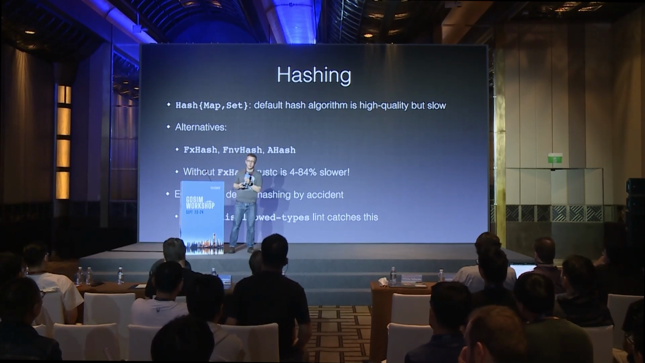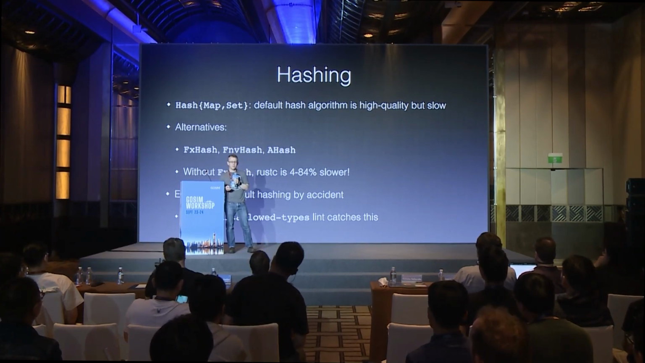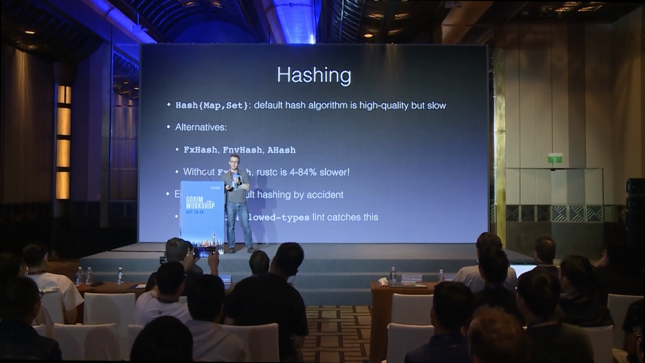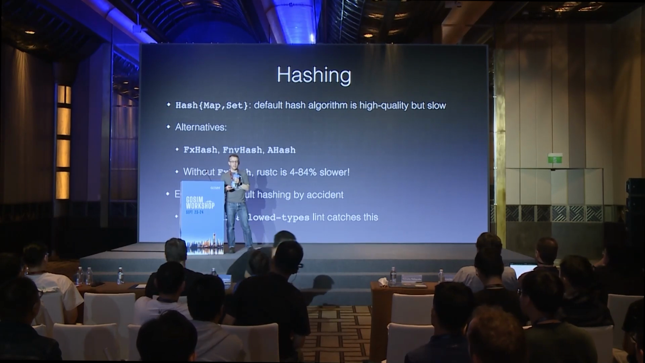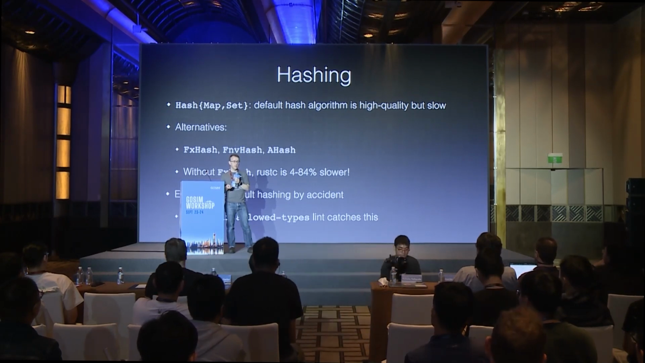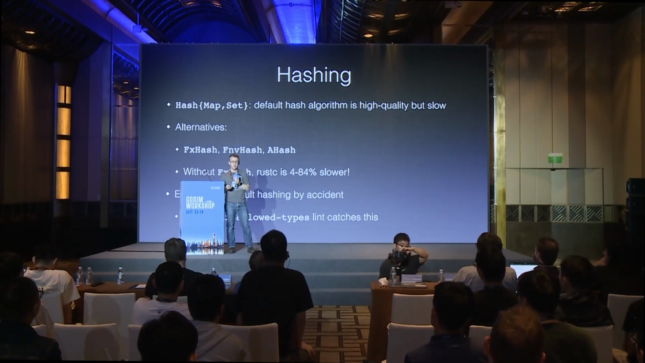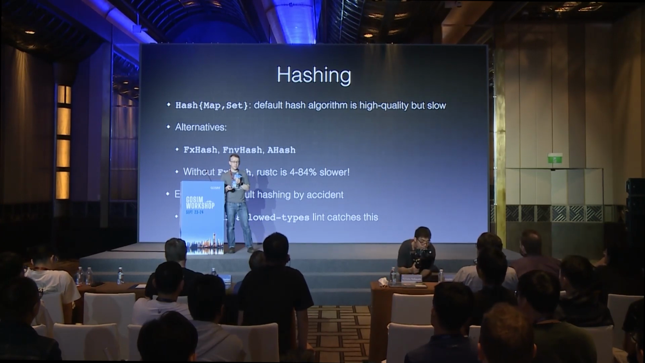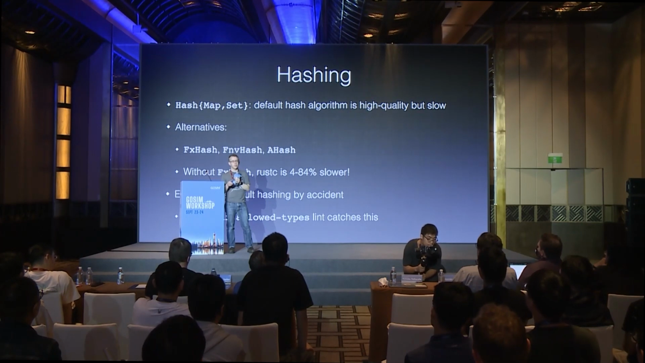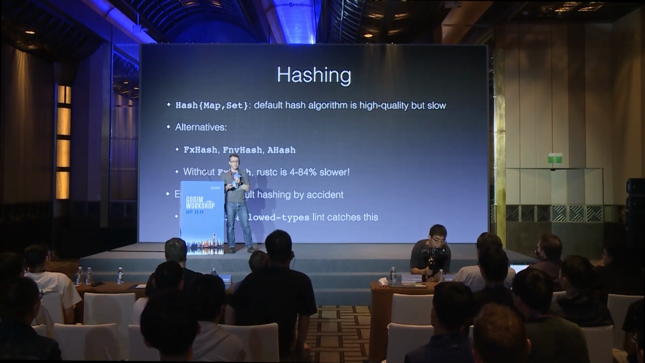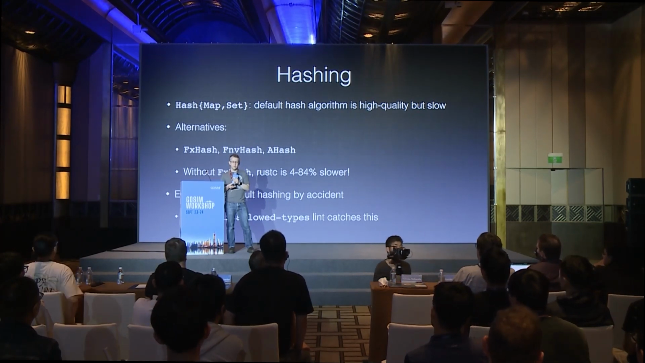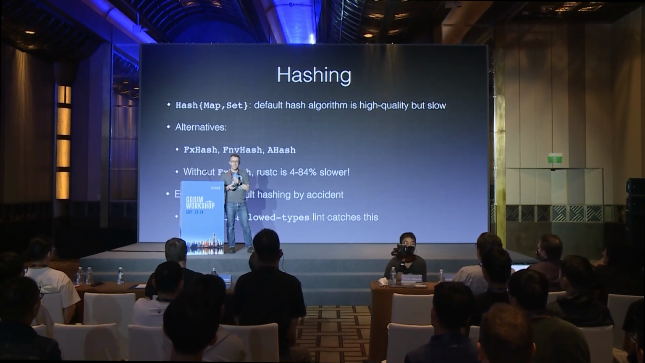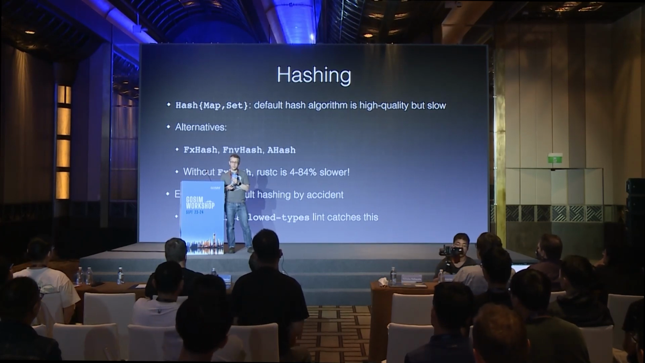Another important thing to know about is hashing. So the standard library has hash map and hash set, very commonly used structures. The default hash algorithm they use is very high quality, but it's also very slow. It's called SipHasher, but there are some alternative versions that use a different hash algorithm. Some of these include FxHash, FNV hash, and aHash.